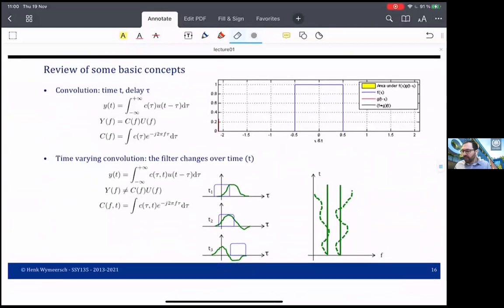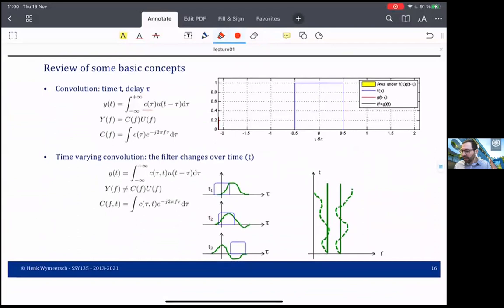When you have a filter or channel C and an incoming signal U, you can compute the convolution, which is Y, by solving this integral. The convolution involves two notions of time: time t and delay tau. The delay tau is integrated out, so we just end up with time. The frequency transform of this expression is given here. In the frequency domain, the convolution is just a product.